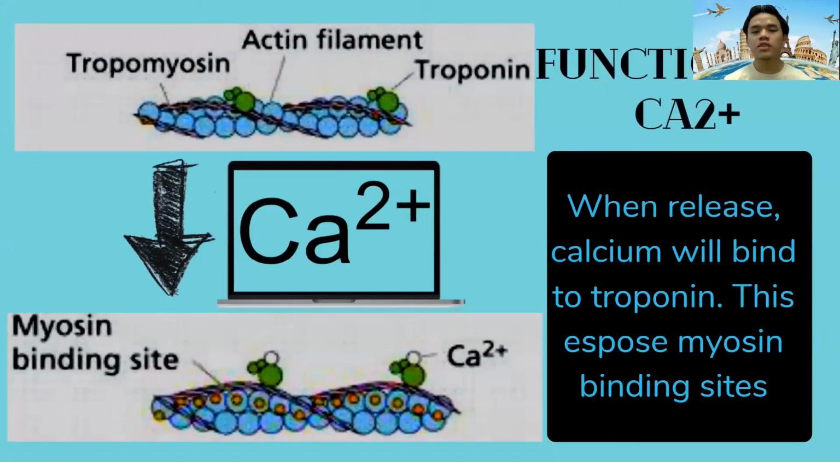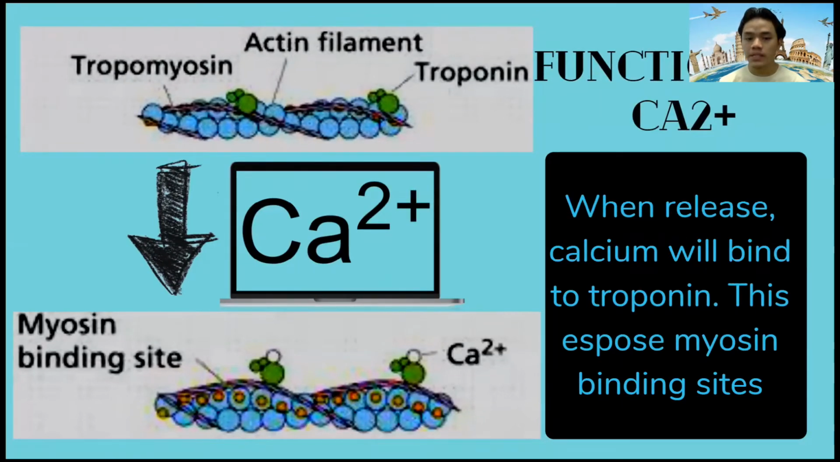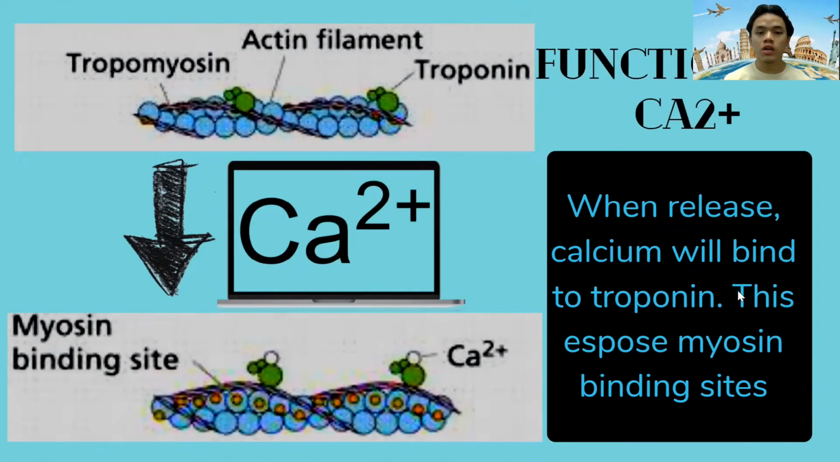So, the functions of calcium. The placement of the other proteins associated with the thin filament. This structure is composed of a double row of twisted actin molecules. So in the first structure, we have tropomyosin, actin filament, and also troponin. With calcium, when released, calcium will bind to troponin. This exposes myosin binding sites. Next.